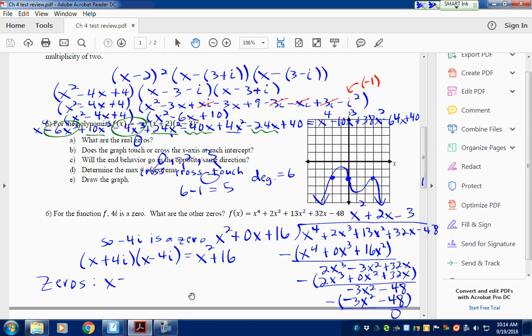We've got x equals 4i, negative 4i, and then we're going to get the other 2 by taking this quadratic, x squared plus 2x minus 3, and factoring it. So if you take x squared plus 2x minus 3 and factor this, what do you get? It's going to be x plus 3 times x minus 1. It's a pretty easy one to factor, right? Set that equal to 0. So my other 2 zeros from the factors of what's left over would be negative 3 and 1. So the other 2 zeros are actually rational.